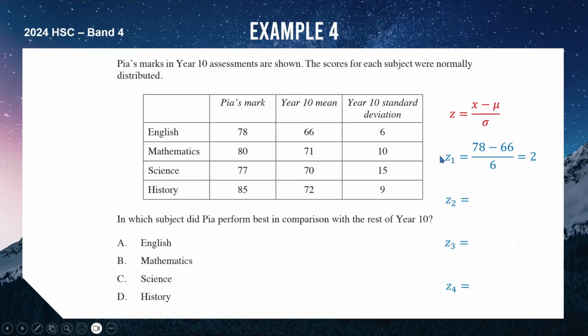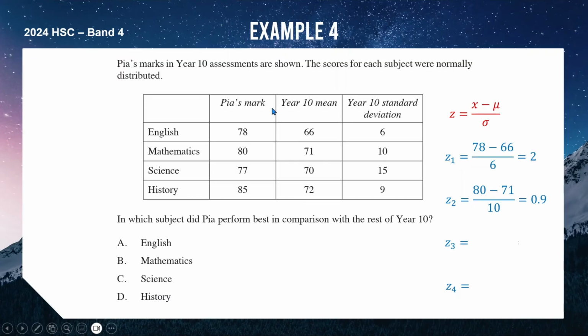Now let's look at maths. In maths, the original score was 80 and the mean was 71. So we're doing 80 minus 71. Dividing that by the standard deviation of 10 gets us a result of 0.9. So Pia's maths is not as good as her English. Maybe she isn't subscribed to Mathematics yet, but she's only in year 10, so give her a chance to improve.